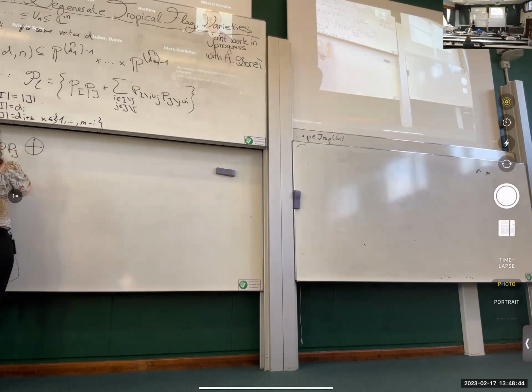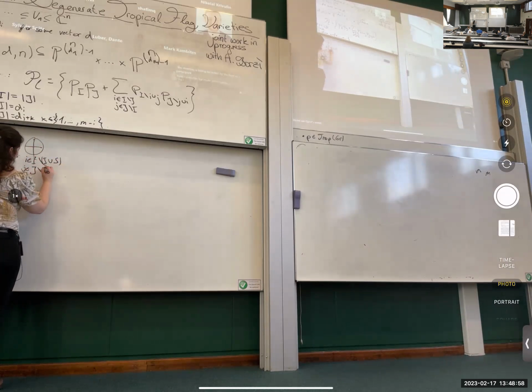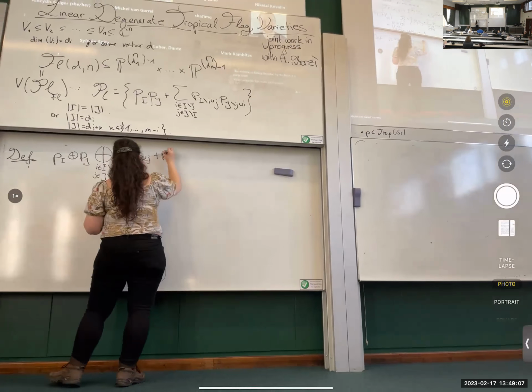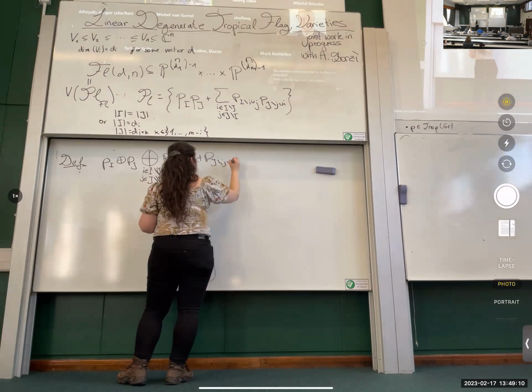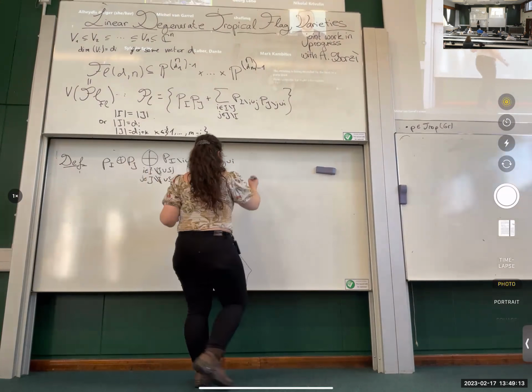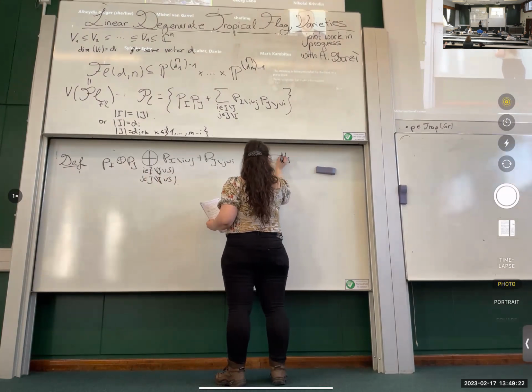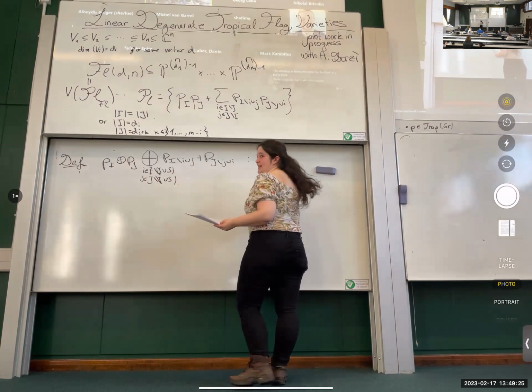So our relations are: p_I tropical plus p_J, tropical plus, over i in I set minus J union S, and j in J set minus I union S, p_{I set minus i union j} plus p_{J set minus j union i}. So this is going to describe the relations between two spaces, two matroids of spaces M_i and M_j, where on this map here I put the projection with the set S.